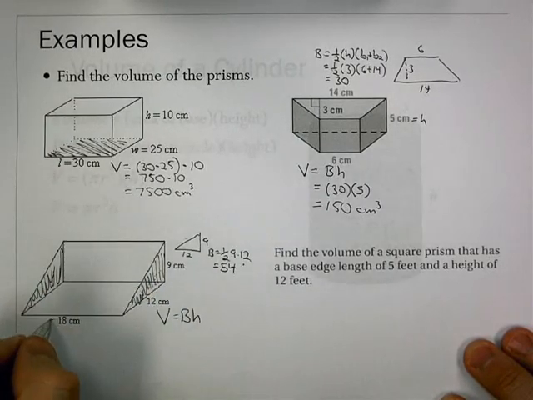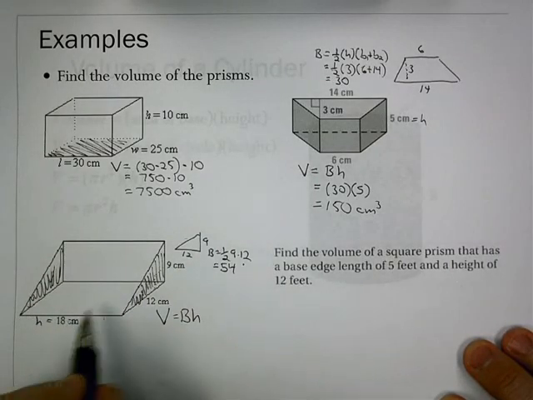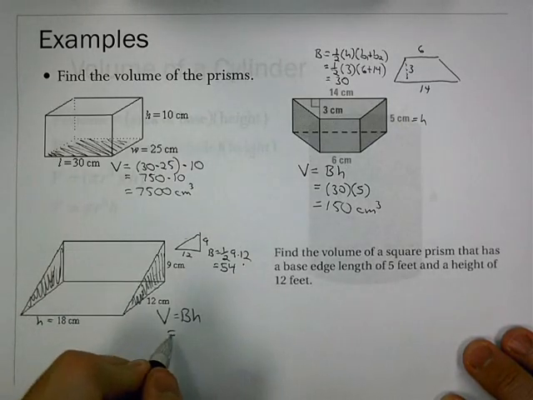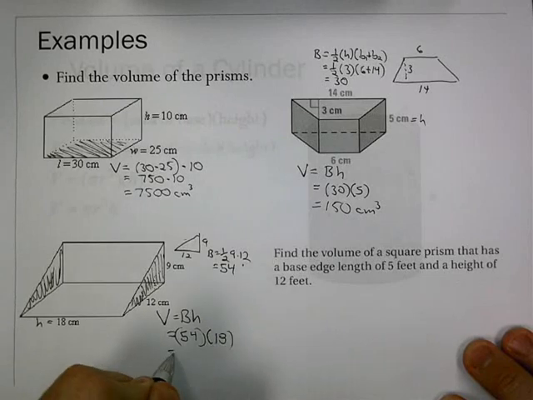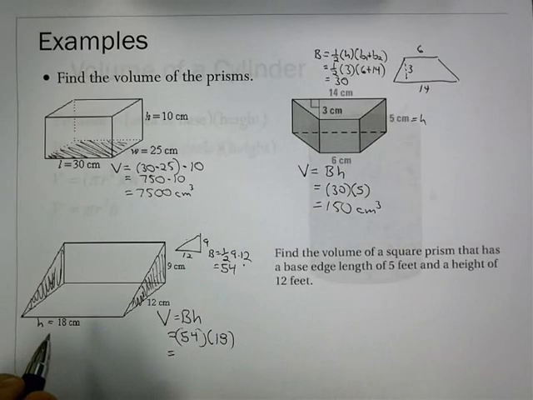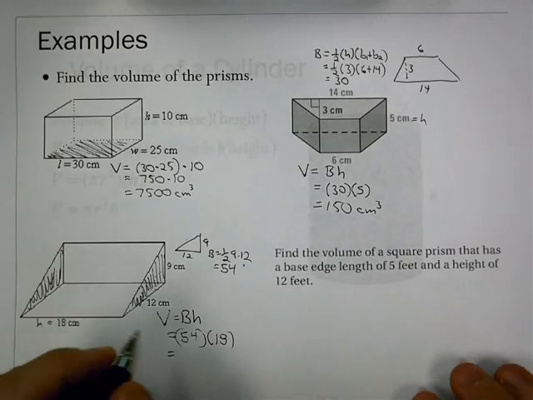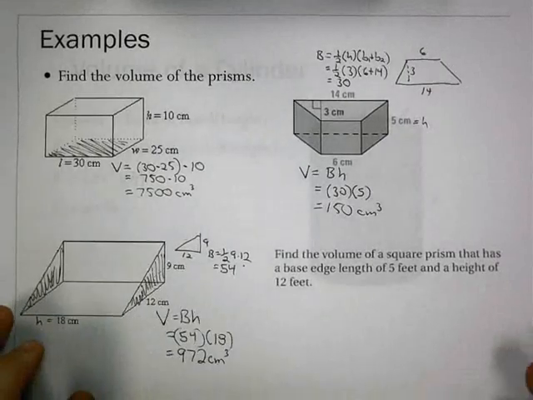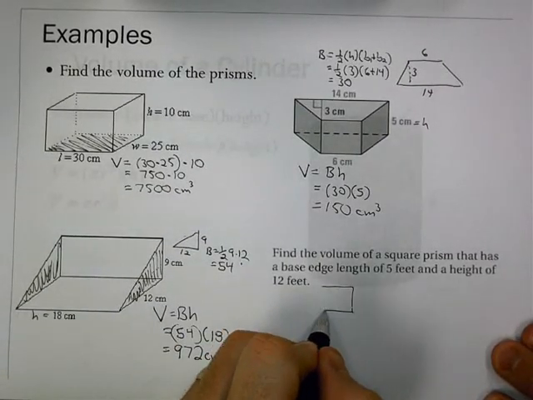Our height is the distance between the bases, even though that's not a height the way we look at it. It's not 9. It is 18 because that's how far apart the bases are. So 54 times 18. Multiply those together, and we get that the volume is 972 centimeters cubed. Final one, we need to find the volume of a square prism.